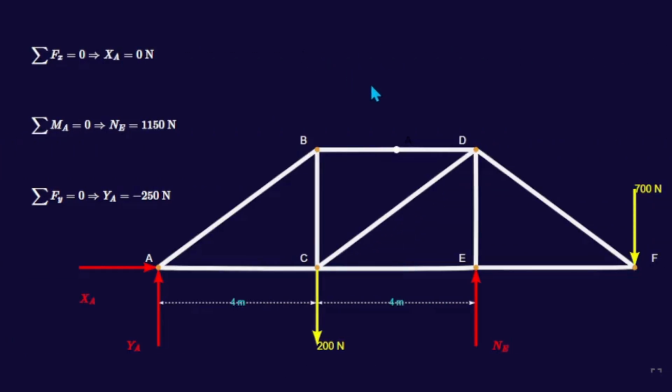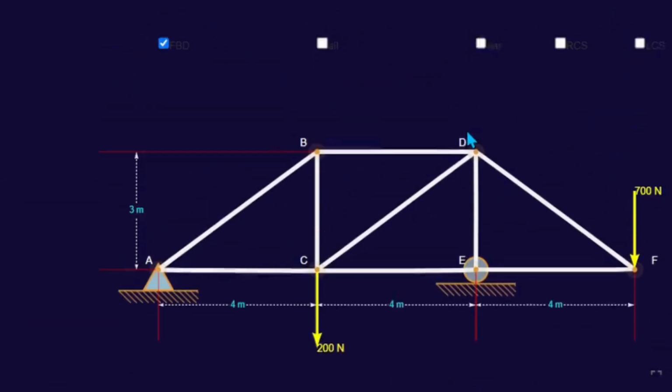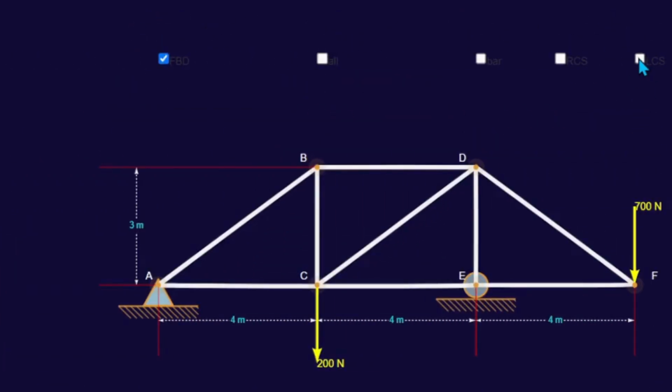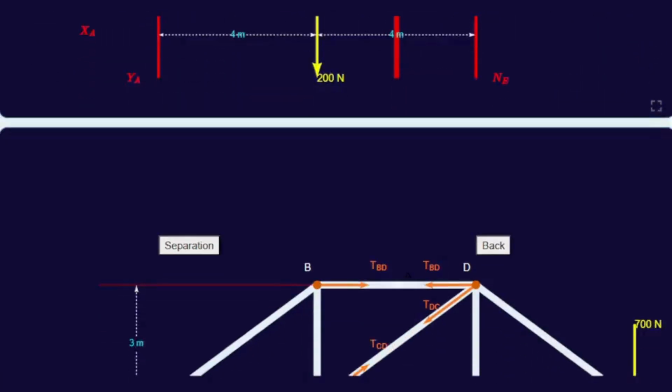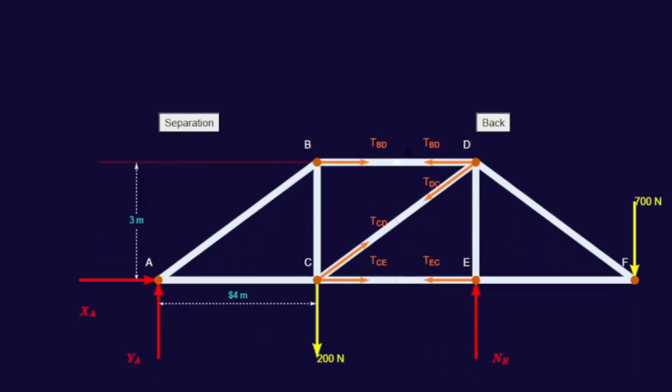Next, we can imagine making a cut through the truss passing through the members EC, CD, and DB. This cut divides the truss into two parts, one part on either side of the cut. Each part is in equilibrium: the sum of the forces acting on it must be zero, and the sum of the moments must also be zero.